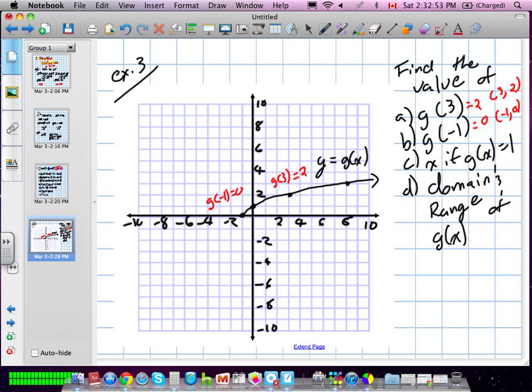Now here's a little trickier one. It says, discover x if g at x is 1. What does g at x stand for? What did we say over here g at x was? Y. So in other words, instead of saying g at x, find x if y is 1. So where is y equals 1 on this? We're going up and down the y-axis. Take a look. Here's y equals 1. What is x equal to when g at x is 1?